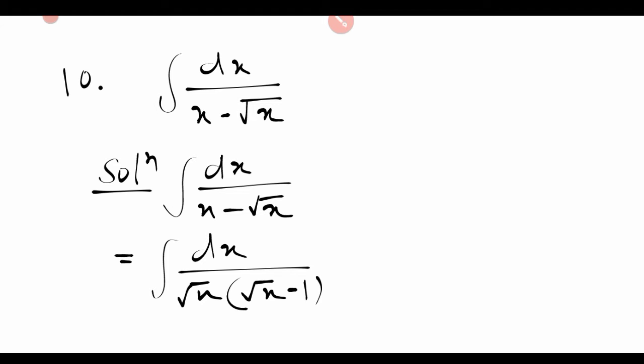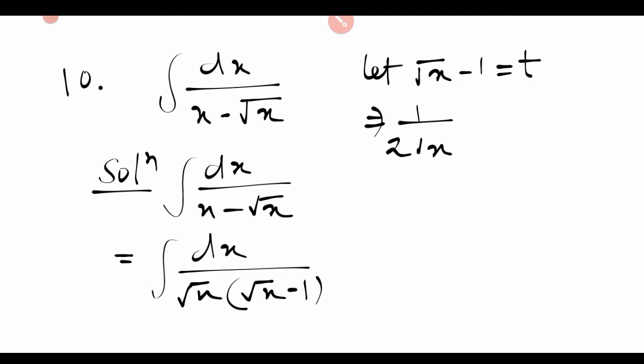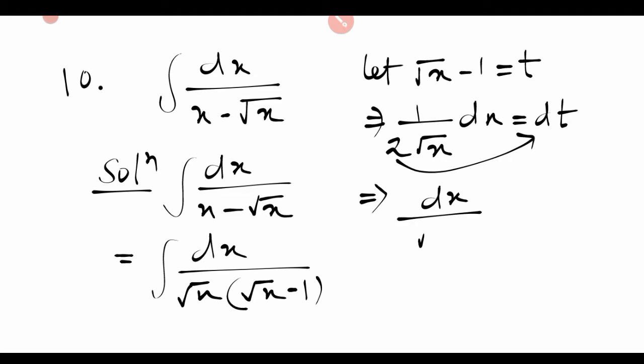Now we use the substitution method. For that, let root over x minus 1 equal to t. Now differentiating both sides, we have 1 by 2 root x dx equal to dt. Now we shift this 2 to the right hand side, then we have dx divided by root x equal to 2 into dt.